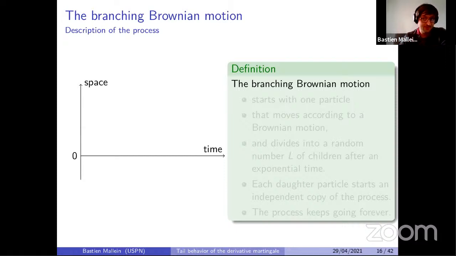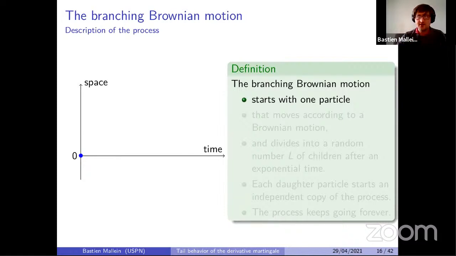It is a particle system on the real line, but now time is continuous as well as space. And particles don't move as a discrete time random walk, but as a continuous time Brownian motion. So the branching Brownian motion starts with one particle at position 0 at time 0.